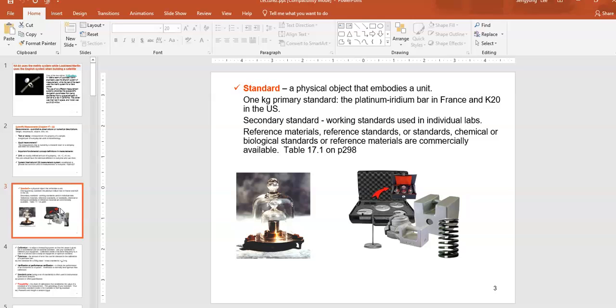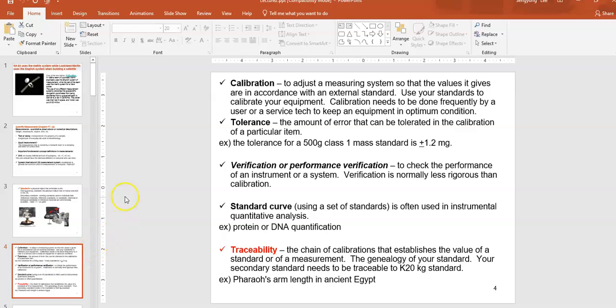Okay, so anyway, the standards are very important because they will allow you to calibrate your measuring instruments against the standard. As I said, calibration is a process that will allow you to adjust your instrument against the standard, so what it's measuring will be in accordance with the external standard.